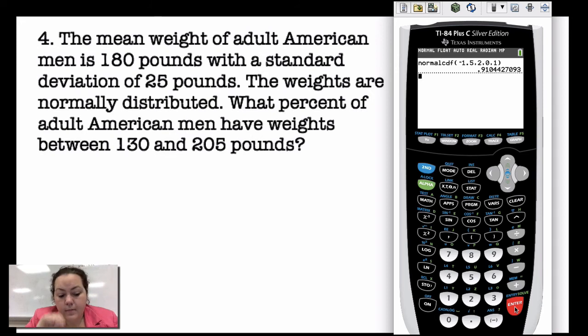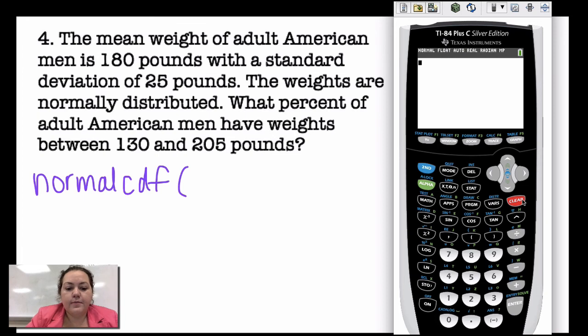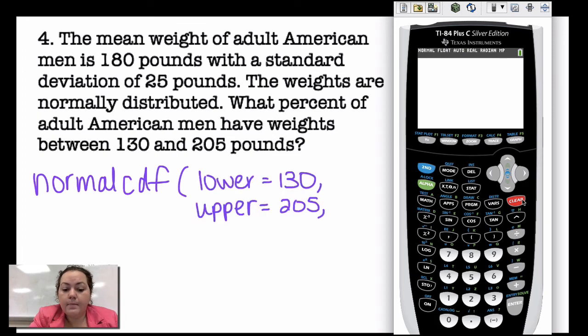All right, this problem. The mean weight of adult American men is 180 pounds with a standard deviation of 25 pounds. The weights are normally distributed. What percent of adult American men have weights between 130 pounds and 205 pounds? Okay, so I'm going to do a normal CDF. They told me it was normally distributed. My lower bound will be 130, my upper bound will be 205, my mean will be 180, and my standard deviation will be 25.